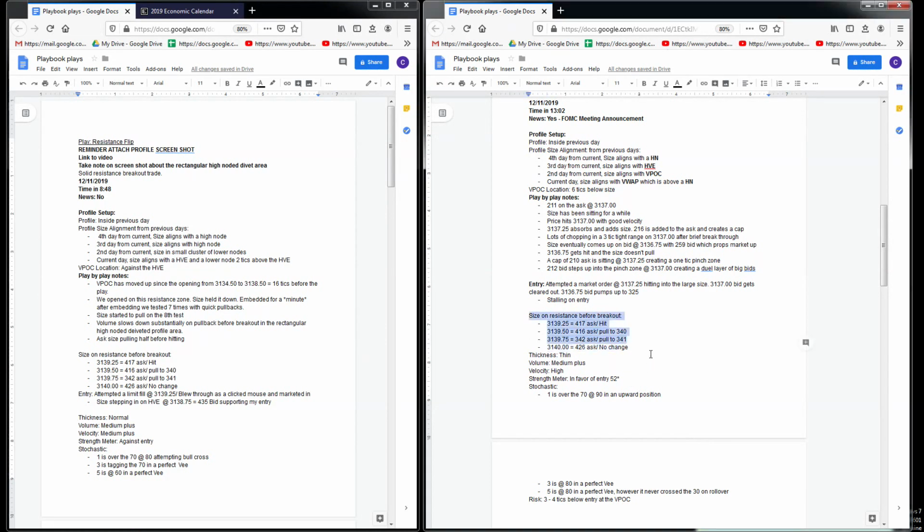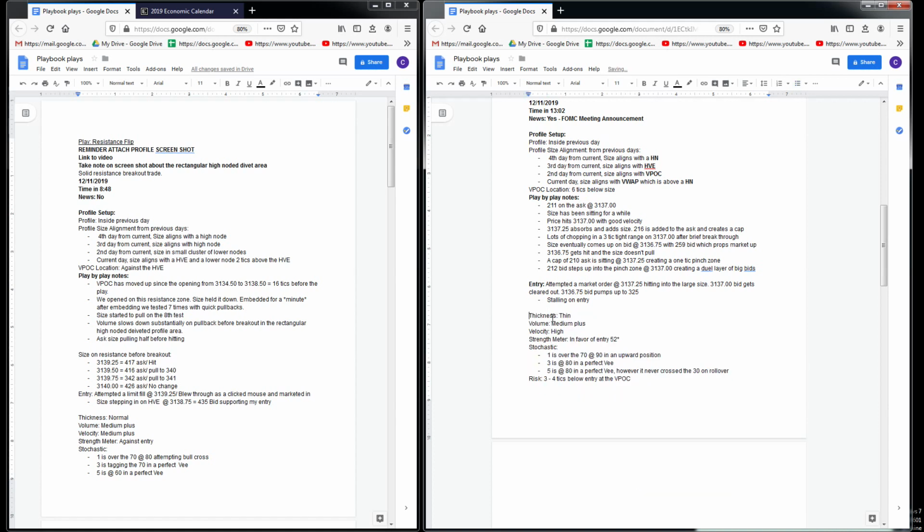This doesn't really apply because I have all the notes. Because this thing stalled and there's a little game played, unlike the other one. Thickness thin, volume medium plus, velocity high, strength meter. Tape, mostly blue.